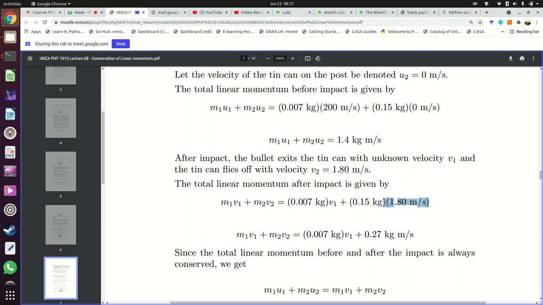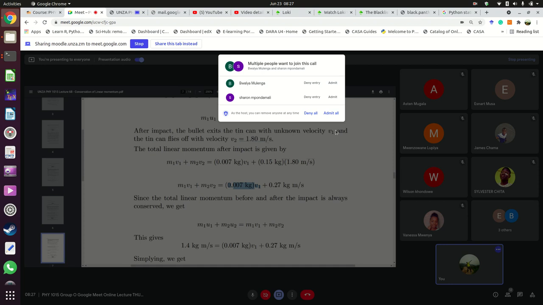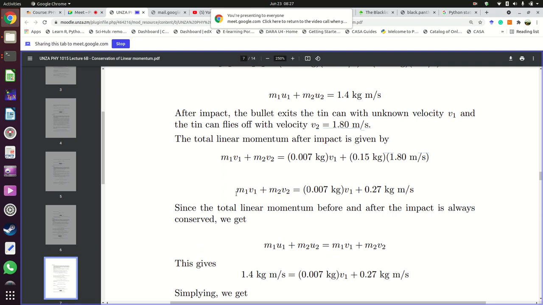So when you do this calculation this side, you end up with 0.27 kgs meters per second. That is the linear momentum due to the can. There is also this other part here, the 0.007 kgs times V1. This is the linear momentum as a result of the bullet. So the total linear momentum after impact, M1 V1 plus M2 V2, is equal to 0.007 kgs multiplied by V1 plus 0.27 kgs meters per second.